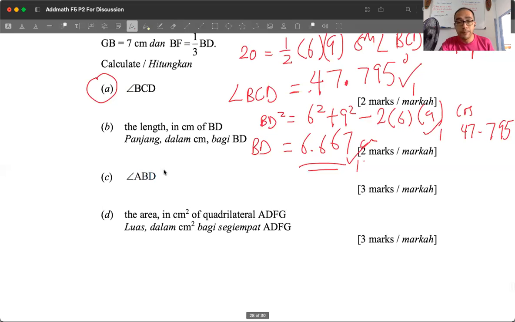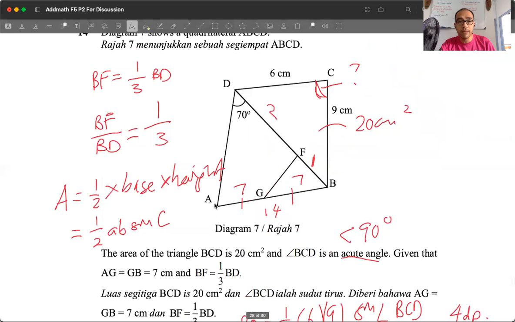Okay, angle of ABD. So angle of ABD is here, A, B, and D. We want to find this angle. Okay, let's see what information we have. First of all, we already have new information. We have the length of BD.